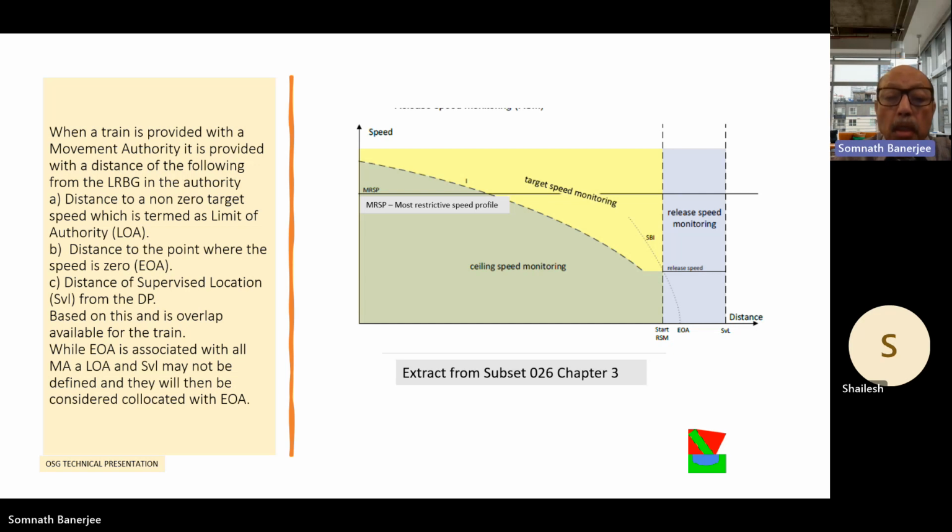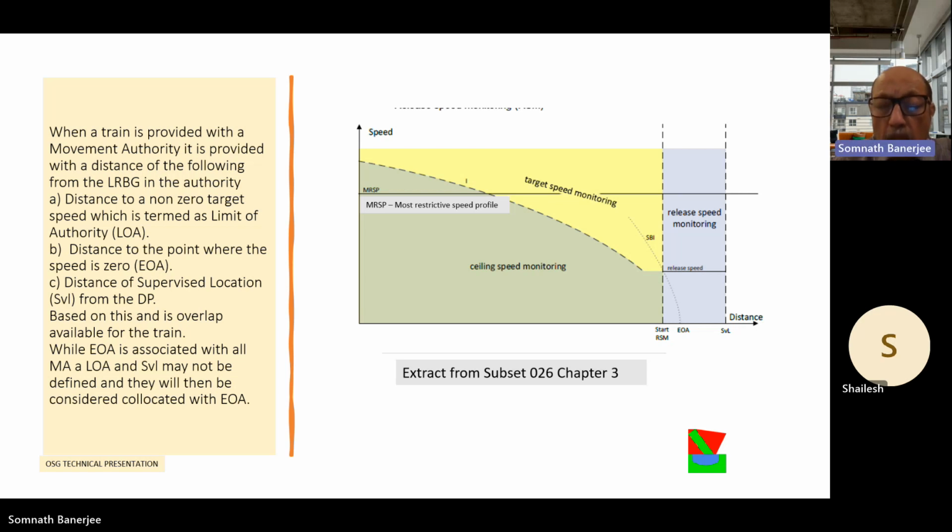You can also improve the running if you add an overlap to the end of authority, known as the supervised location. Where you provide a supervised location, the train can move at a comfortable speed when it is very near to the end of authority, at what is called a release speed, and because of the finite release speed, the train is able to come to a stop very close to the end of authority.